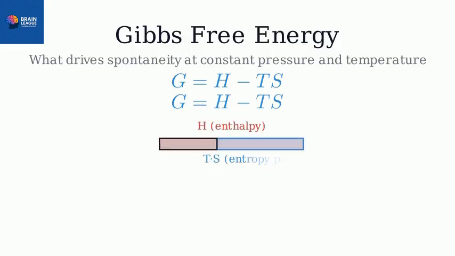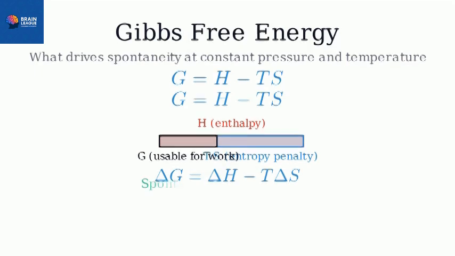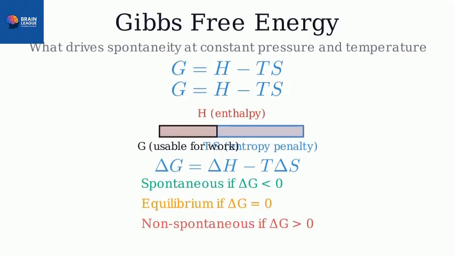The minus sign means higher entropy lowers Gibbs free energy. For changes, we use the delta form. Delta G equals delta H minus T times delta S at constant temperature and pressure. A process is spontaneous if delta G is less than 0, at equilibrium if delta G equals 0, and non-spontaneous if delta G is greater than 0.